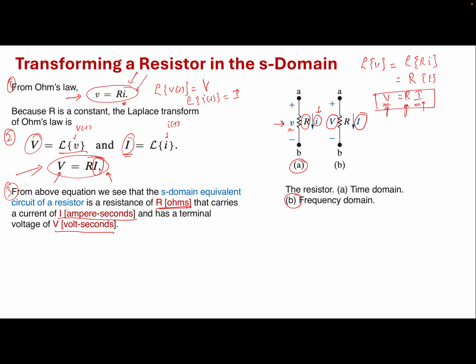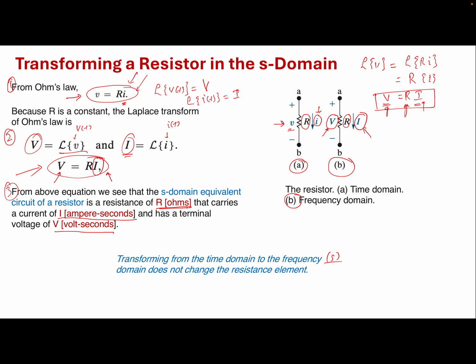So again, we can easily represent this by this circuit over here, where you have a resistance R and the voltage capital V, which is in volt seconds in the S domain, and the current I, in ampere seconds, flowing through the circuit. So the resistor remains a resistor, and your model is a very simple, similar looking model, only the V and I have been transformed into the S domain. Once you transfer from the time domain to the frequency domain, which is the S domain, that should not change your resistance element R over here.